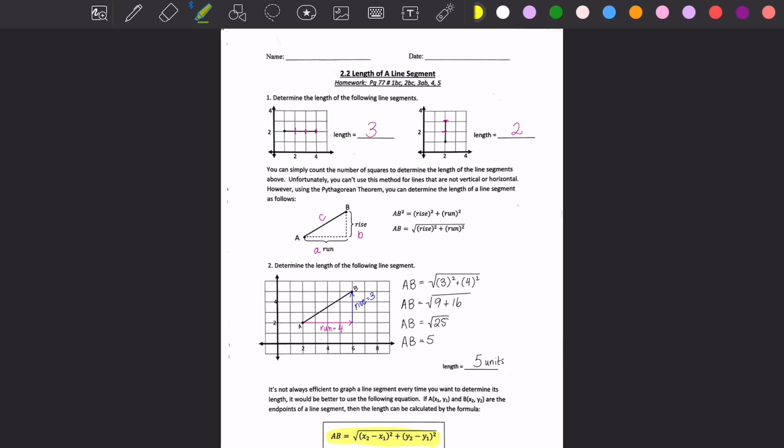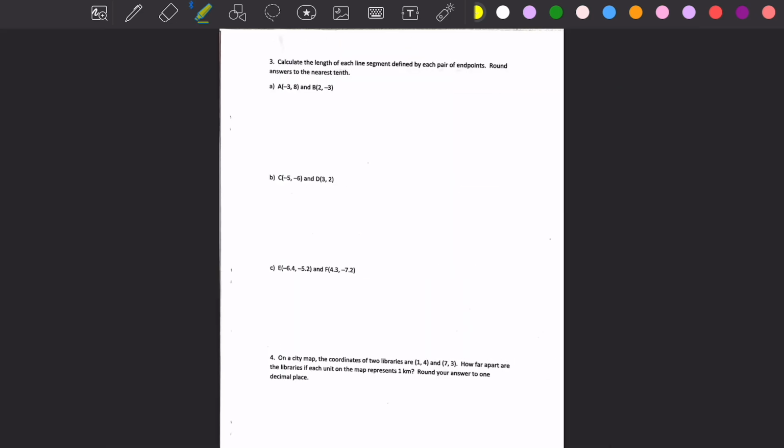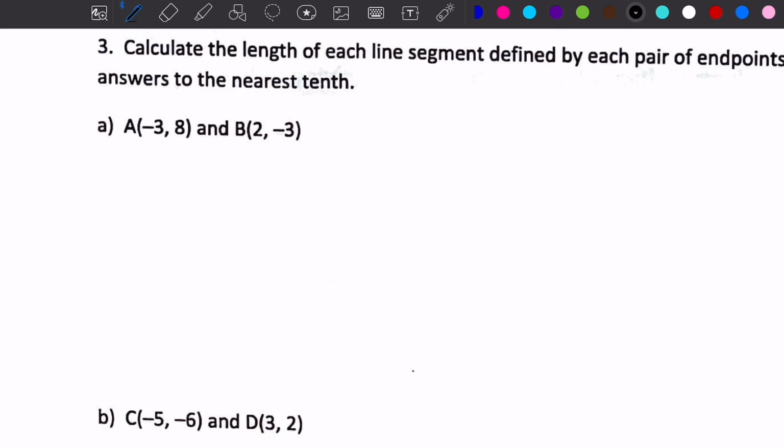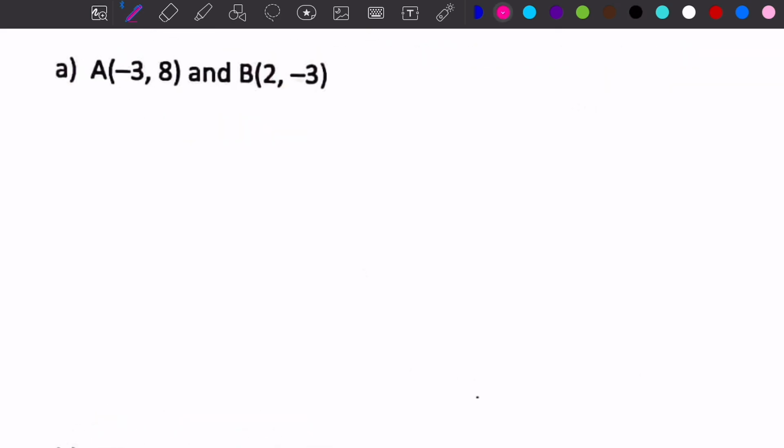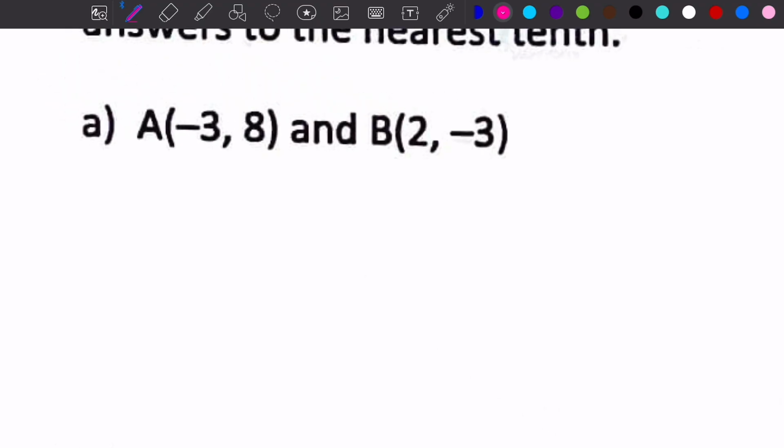And we're just going to practice doing it. So already, page 3, right? So we're going to practice. Calculate the length of each line segment. First step, I need to label x1, y1, x2, y2. So who's who, right? For A, I think I'd call that x1, y1. And B is going to be x2, y2.